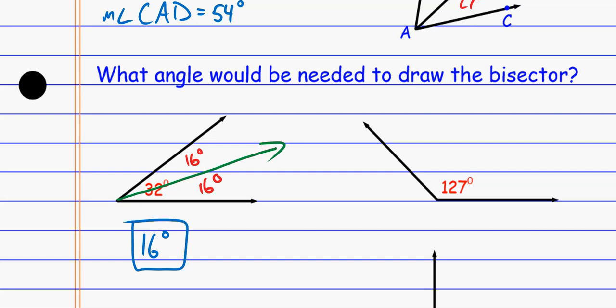If I look at the next one, same kind of thing. If I wanted to split this in half, if I wanted two congruent or equal pieces, I just have to look at this and say, the whole thing is 127, but I want each of those little pieces if I draw the bisector. And so again, I just divide that by 2. Oh, sorry. And that's going to be 63.5 degrees. So what angle do I need to draw the angle bisector to split this into two equal pieces? I need a 63.5 degree angle.